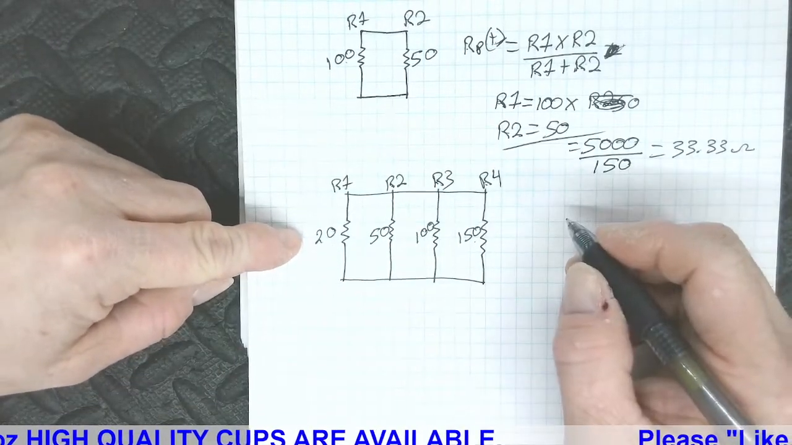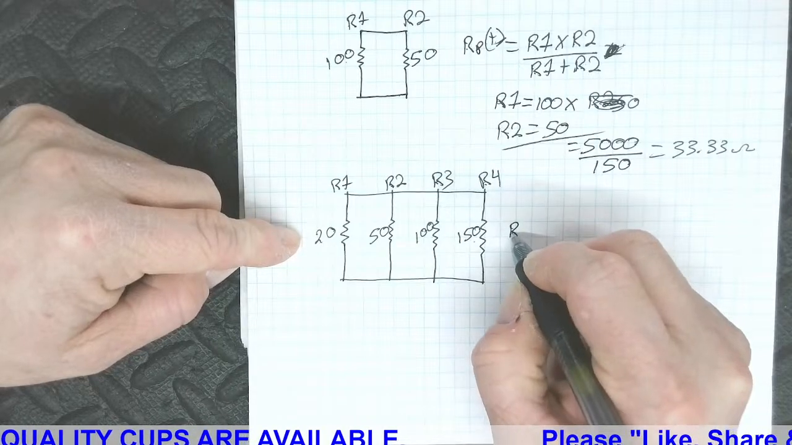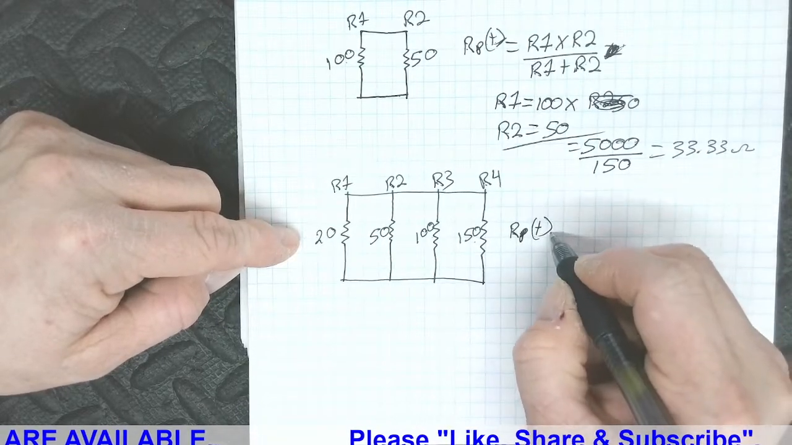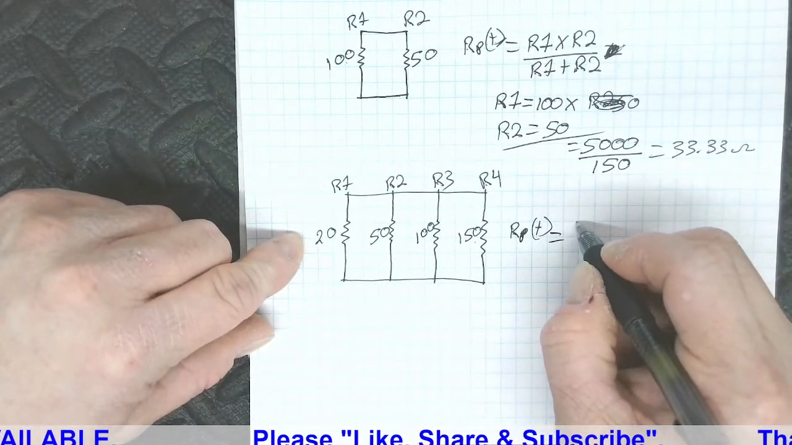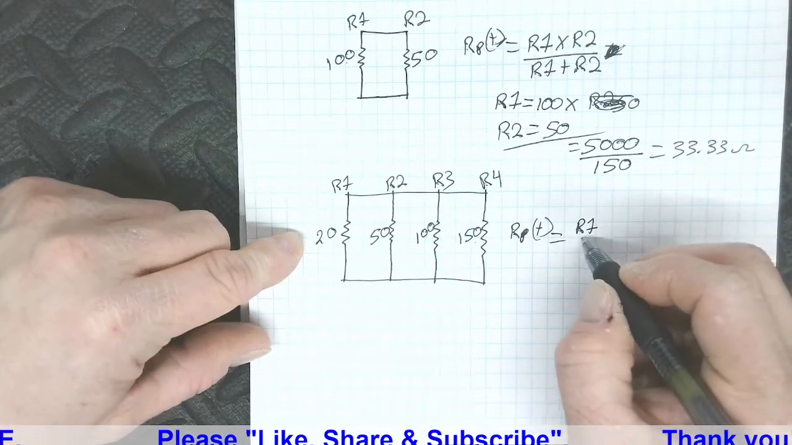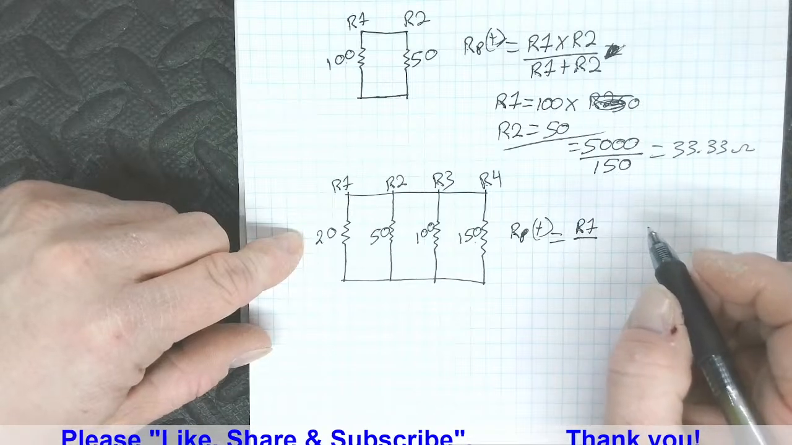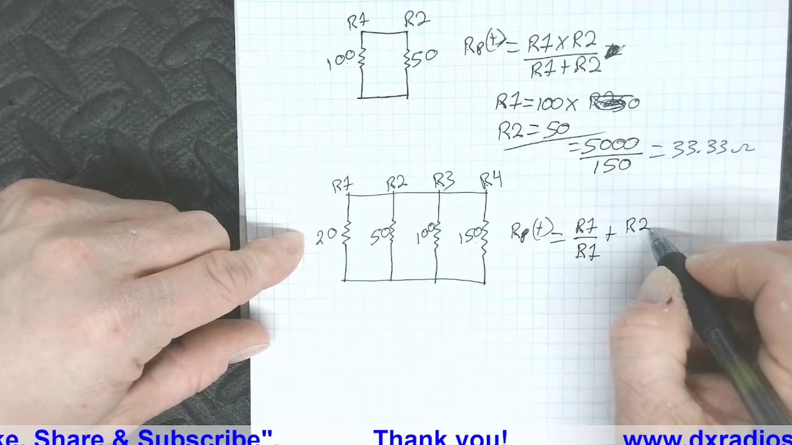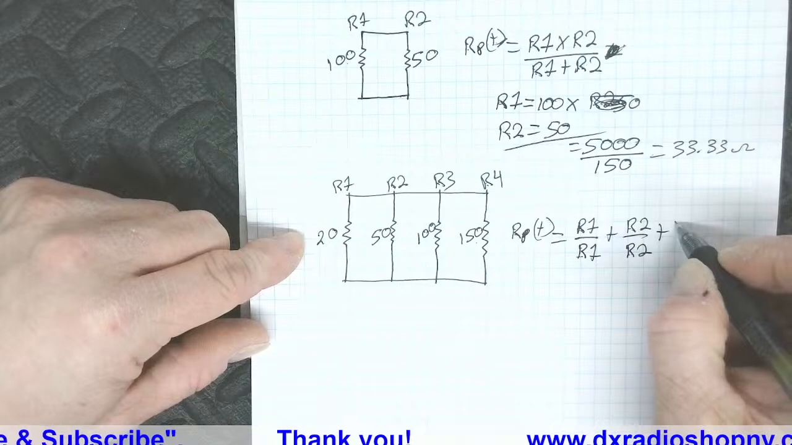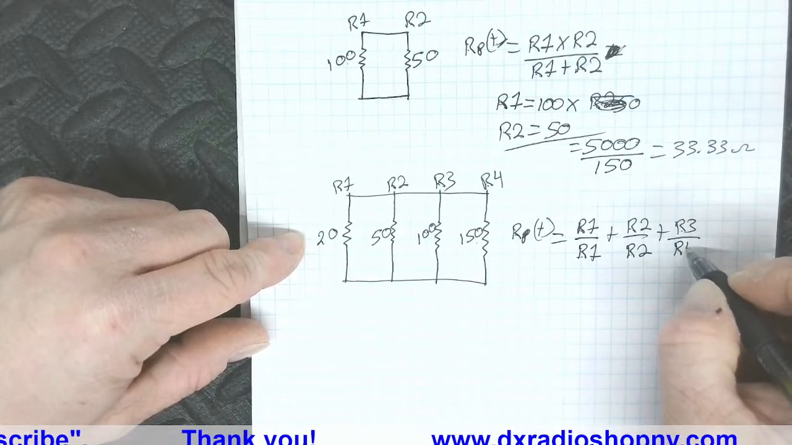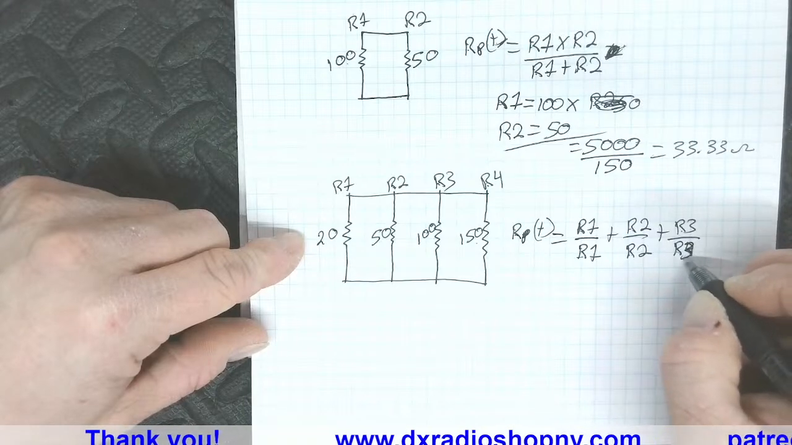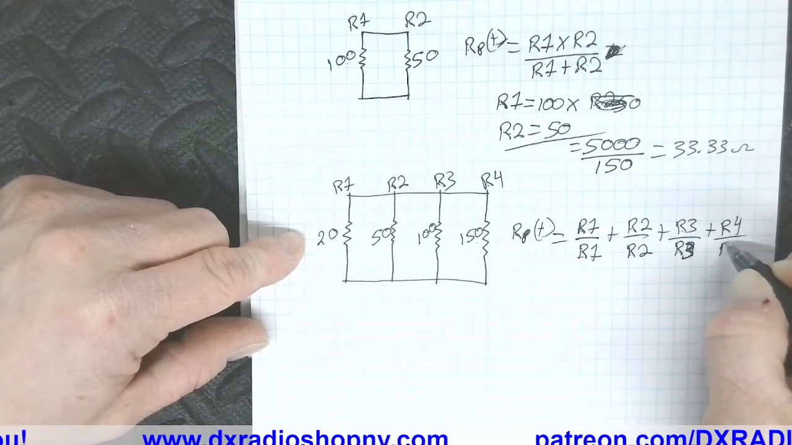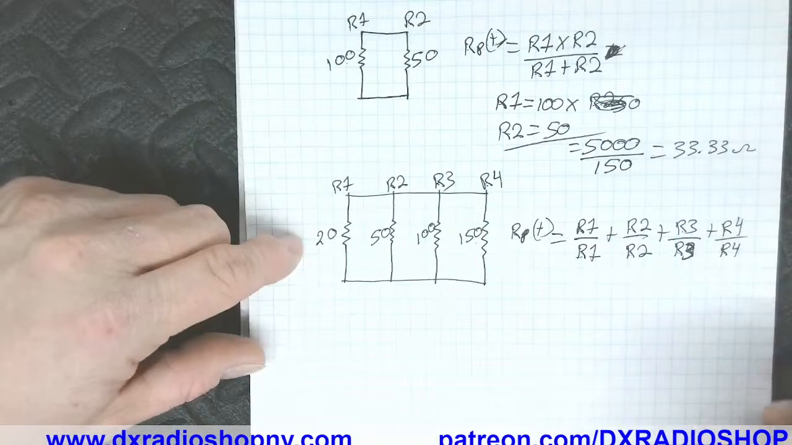So we're going to take the equation, this is going to be RP, because it's parallel, total equals, you got 1 over R1 plus 1 over R2 plus 1 over R3 plus 1 over R4, okay, and so on if you want to do more.